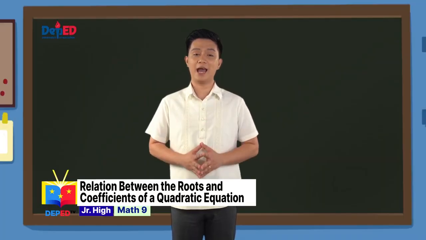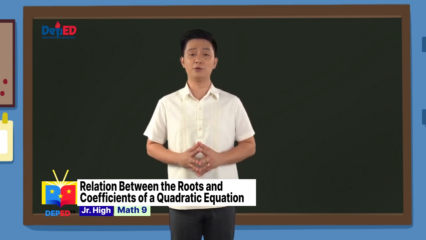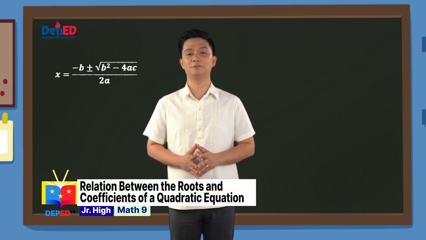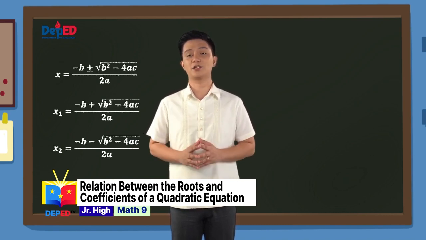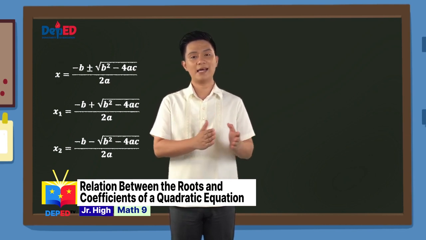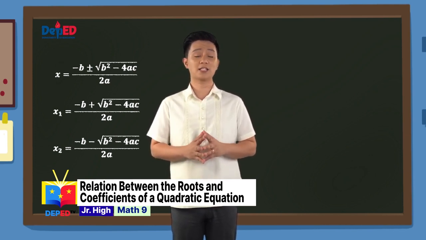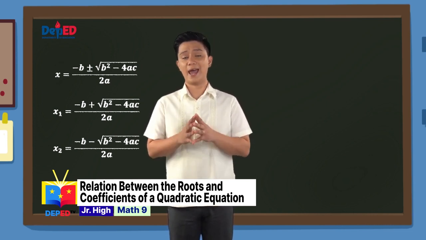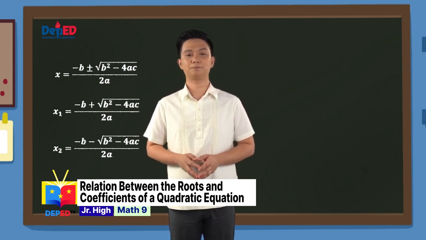Another way to see how the coefficients of the quadratic equation are related to the sum of the roots of the equation is by using the quadratic formula. So we split the equation into two to show the expression equivalent to x sub 1 and x sub 2. They are almost the same, it's just that x sub 1 contains a plus sign after negative b, while x sub 2 contains a minus sign after negative b.